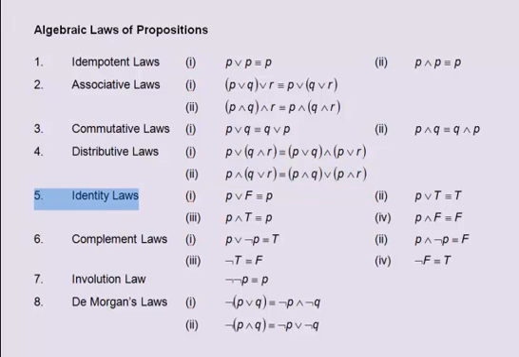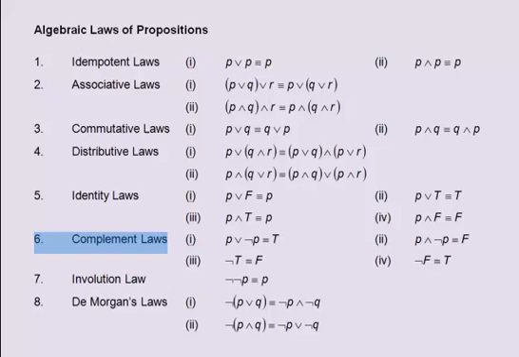5. Identity laws. First, P or false is equivalent to P. Second, P or true is equivalent to true. Third, P and true is equivalent to P. Fourth, P and false is equivalent to false.